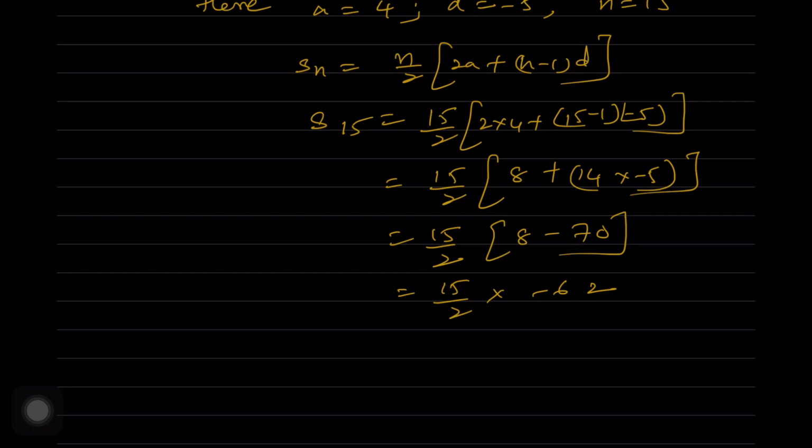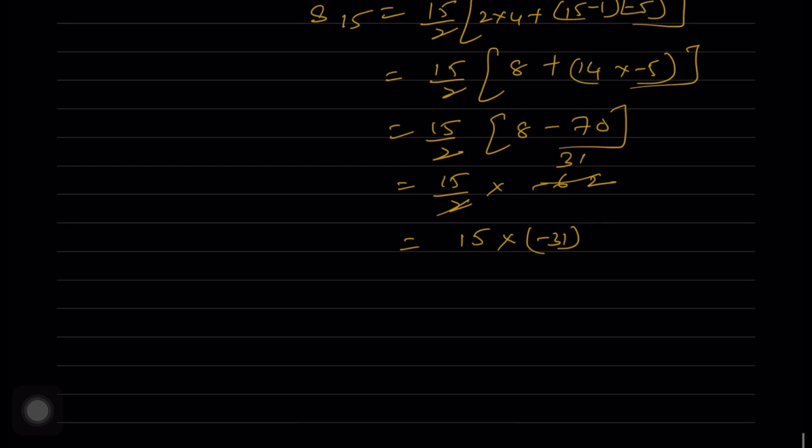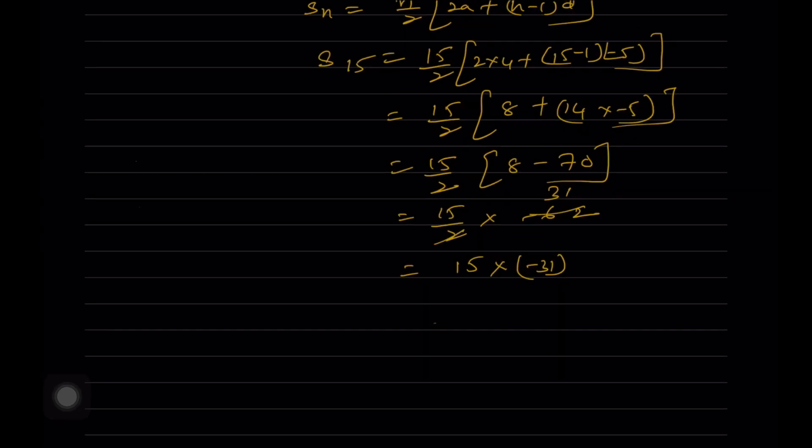So it is equal to, 2 threes are 6, so you're going to get 15 into -31. 15 by 2 into -62: 15 into -31 is equal to -465.